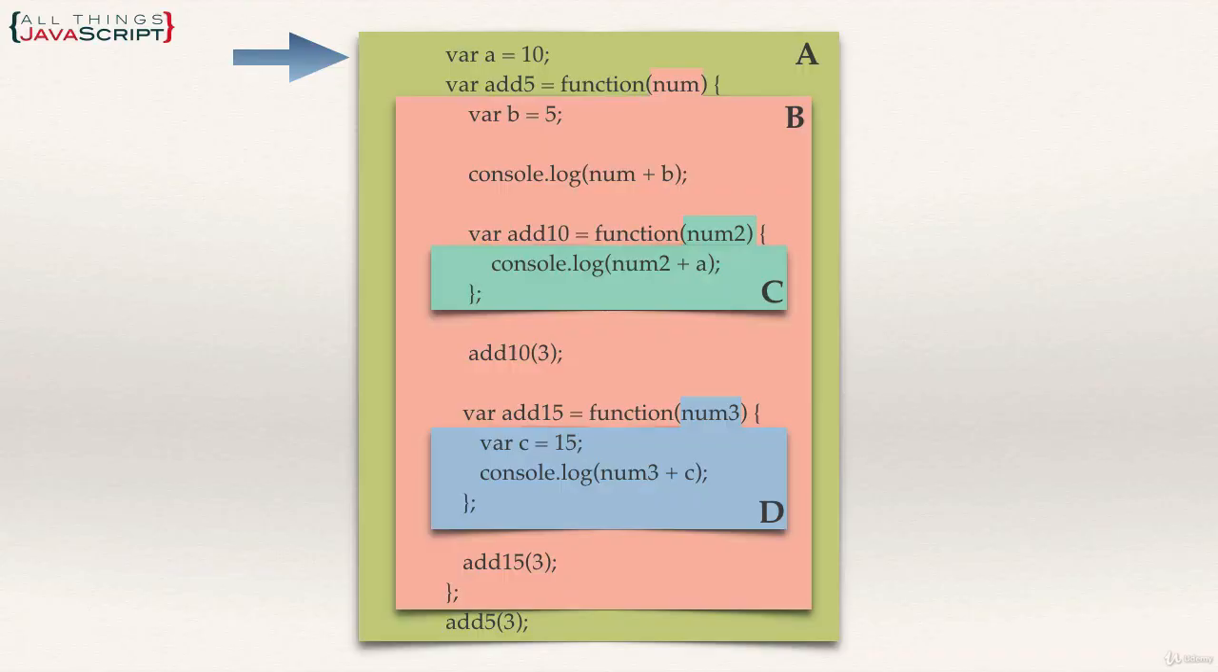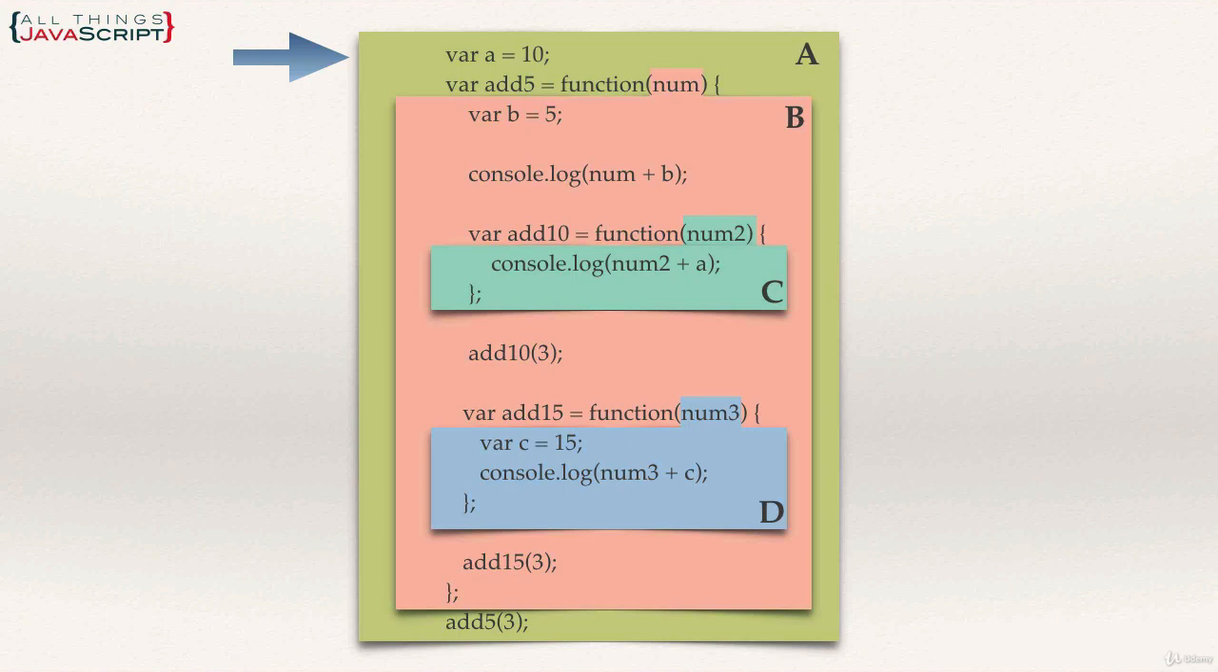Here's a diagram identifying the scope that is created by the code we were just looking at. The outermost scope I've labeled A, and then the add 5 function creates scope. I've labeled that B. Inside of the add 5 function, we have an add 10 function which creates scope. I've labeled that C. And we have an add 15 function that creates scope.